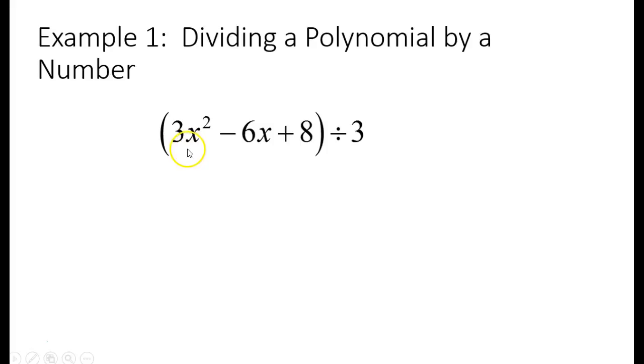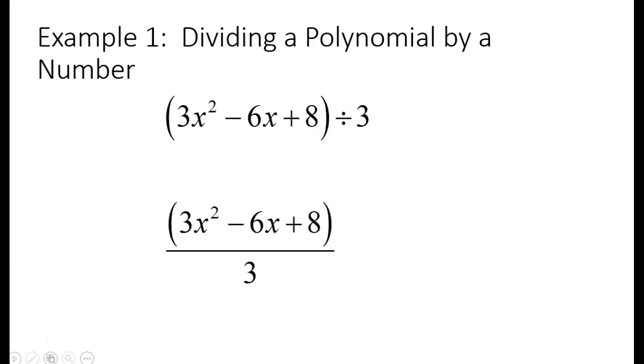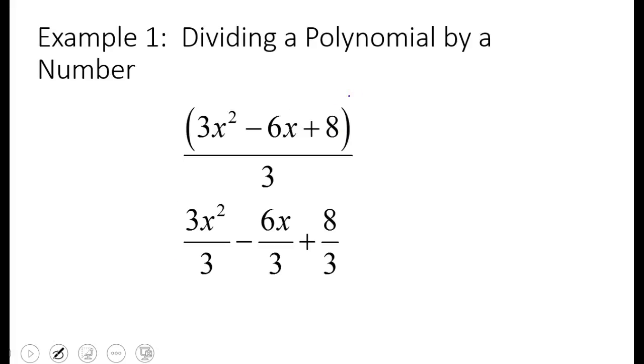First, we're asked to divide 3x squared minus 6x plus 8 by 3. This is notation that means take this polynomial and divide it by 3. We more commonly use the fraction notation for division in algebra. You very rarely see that division sign once you move into algebra. So instead of doing that, we're going to use the fraction bar. The fraction bar means the same thing as this division sign. So we will rewrite our problem like that.